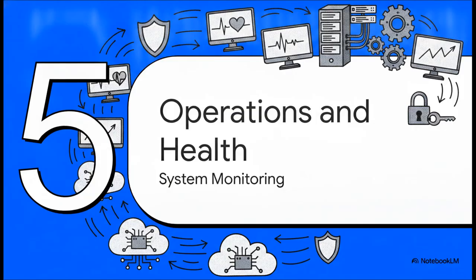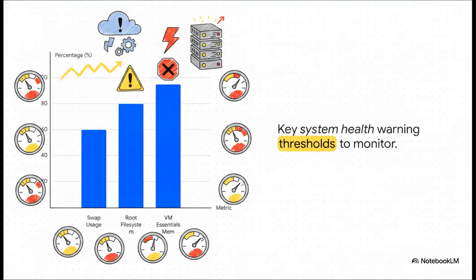Finally, let's wrap things up with Section 5, Operations, Health, and Licensing. You're definitely going to want to add these exact thresholds to your monitoring dashboards today. The VM Essentials Manager will throw itself into a yellow warning state if swap usage crosses 60%, or if your root file system utilization goes over 80%. If that root file system hits 90%, it escalates straight to a red error status. Also, keep a close watch on your VM Essentials memory. If the processes consume more than 95% of your available memory, you probably need to upgrade your appliance specs.